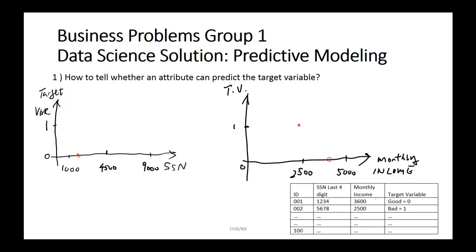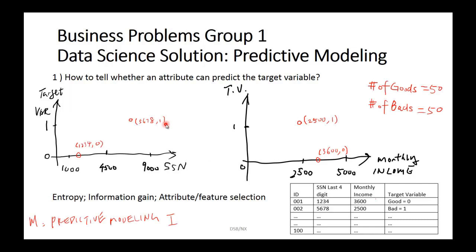Ask yourself whether Social Security should predict the target variable. We already know monthly income is predictive because it's in the hypothetical patterns we described earlier. So how should these two graphs look differently? Share your results in the discussion board.